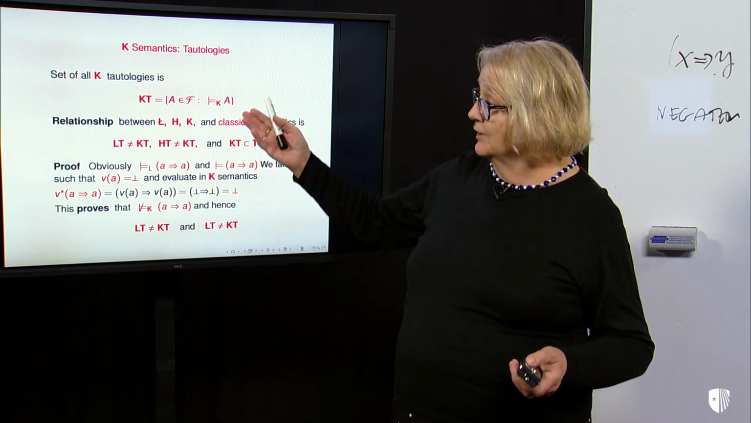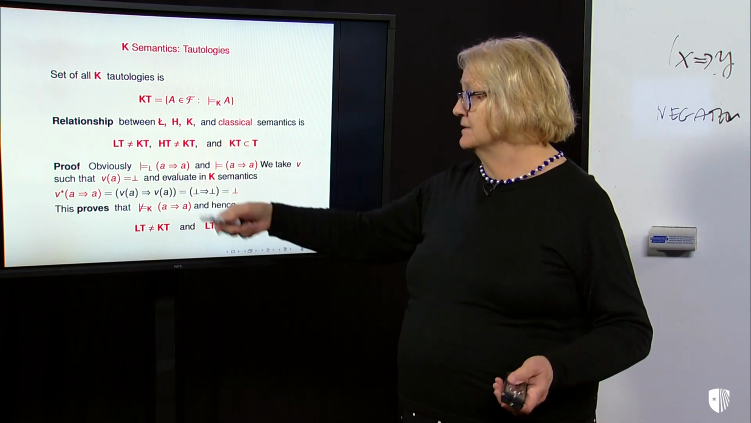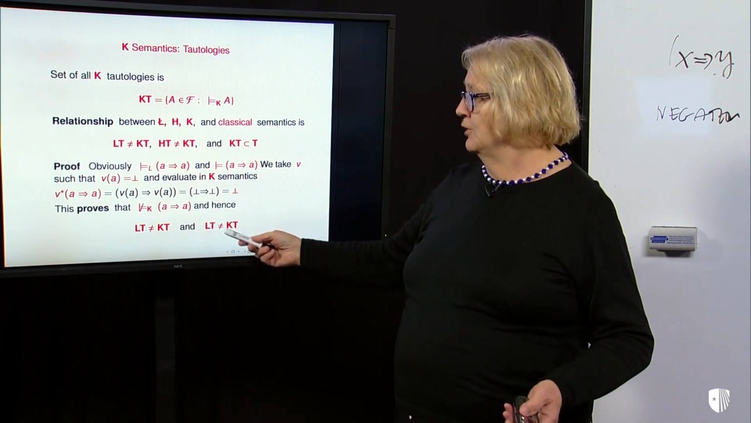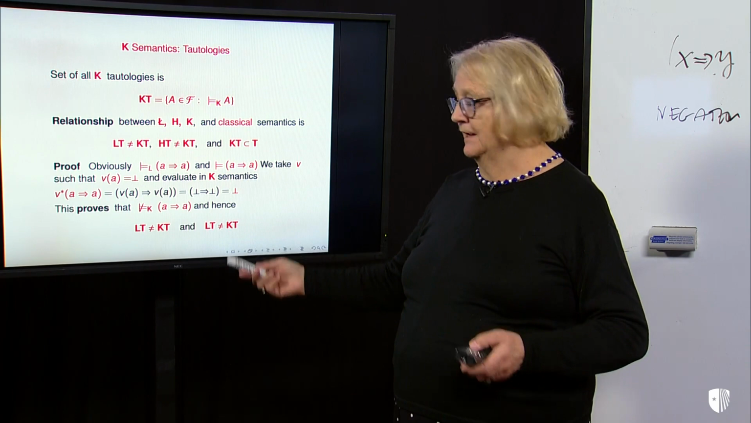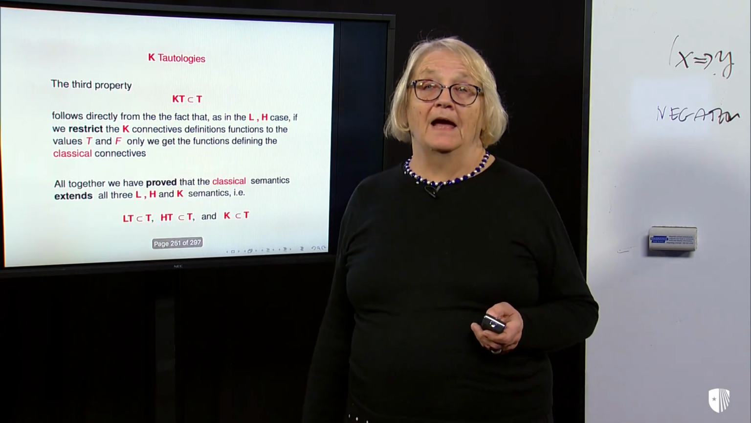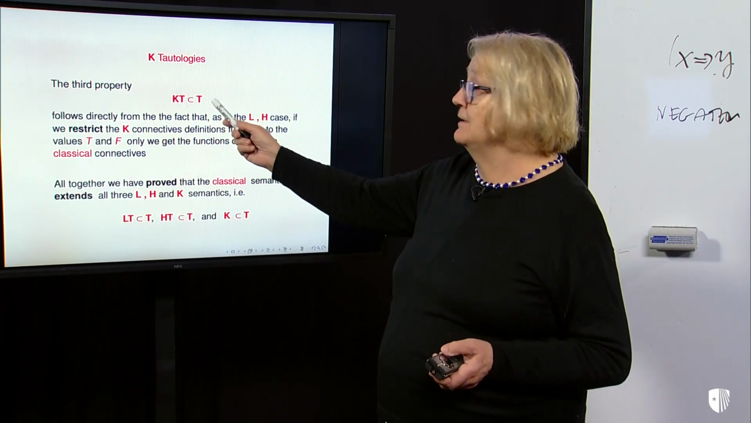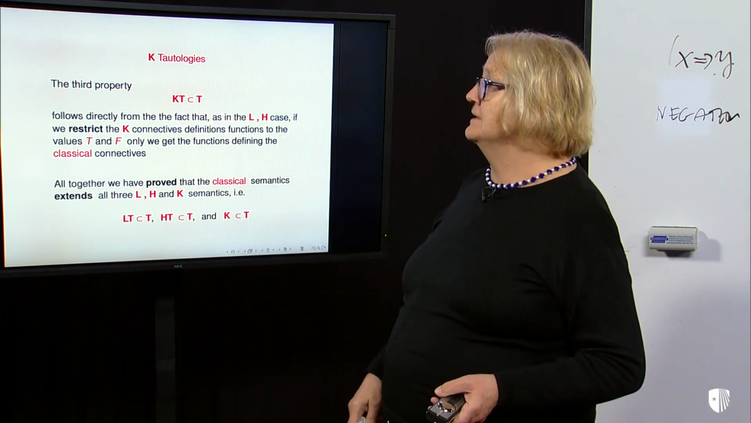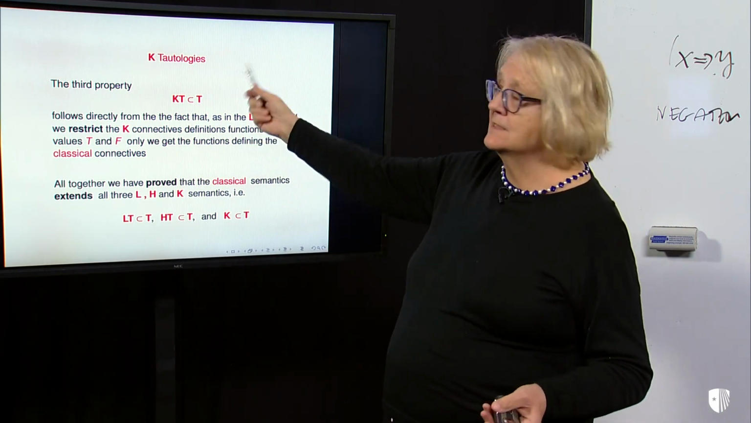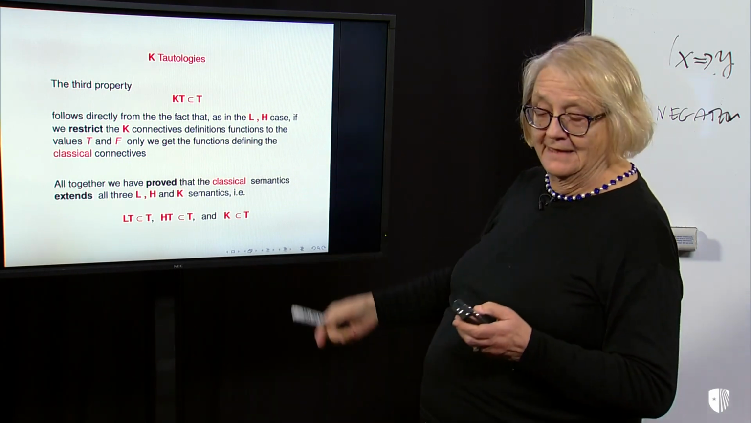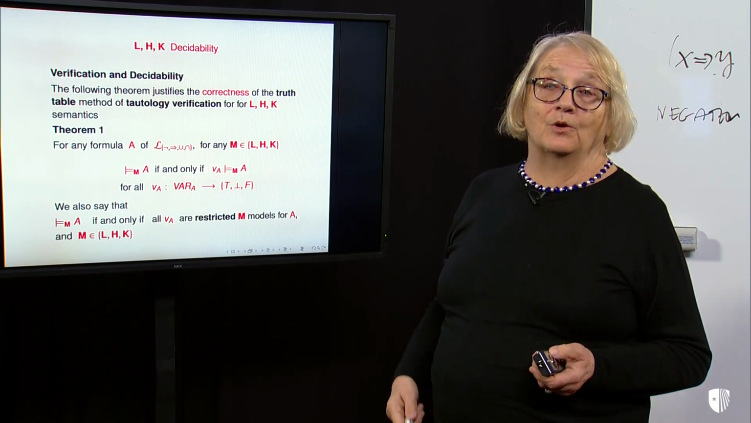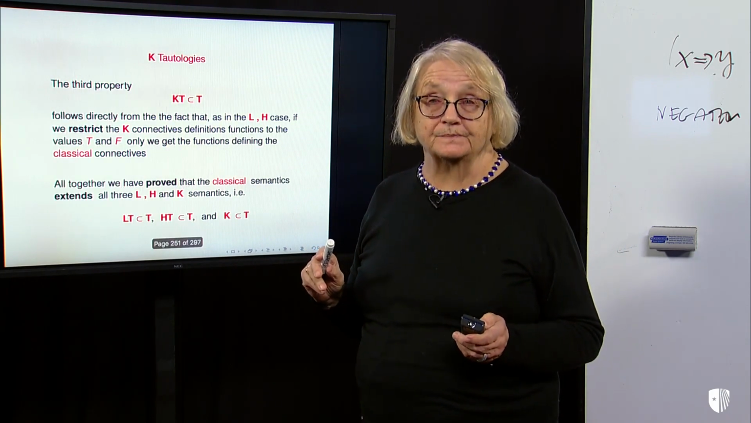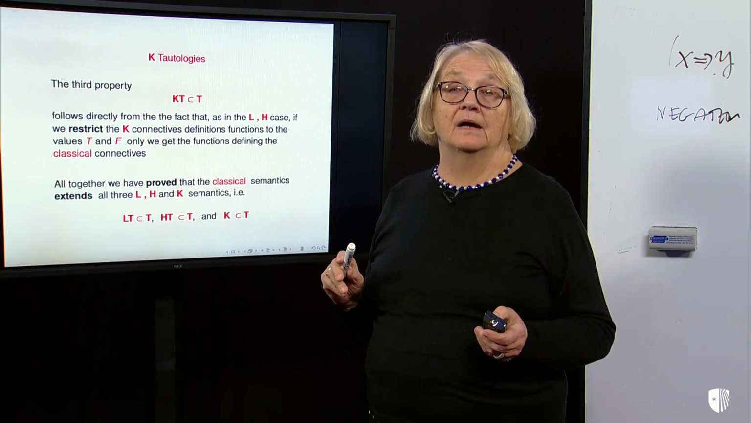And then you ask, okay, Kleene, you have this, this is Łukasiewicz, this is not Kleene. You have that the Kleene tautologies are different than classical, different than Łukasiewicz, and so on. And when you restrict again to T and F, you get classical, so it's the same as in previous cases, it's a subset. You have all these nice properties.